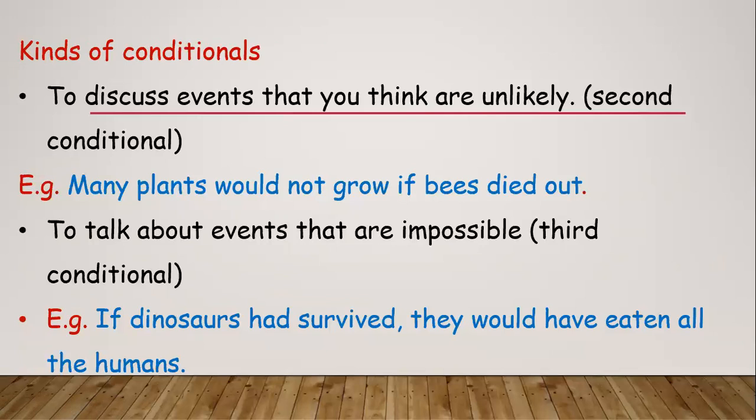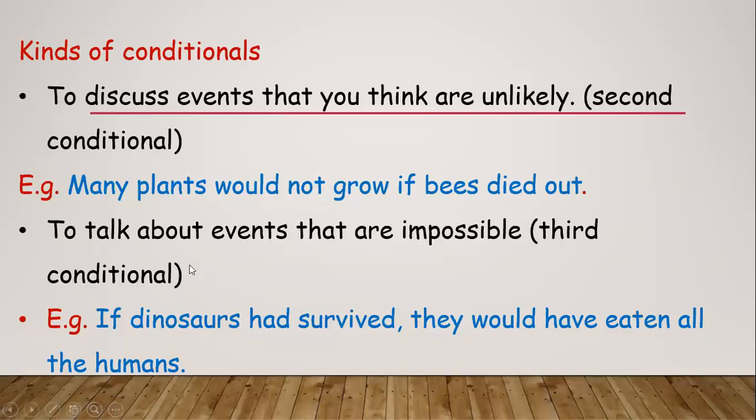For example, if I say dinosaurs are extinct, but if the comet had missed, they might be alive. That is the third conditional because it's something that is impossible, it's not something that you can assume as true, right?